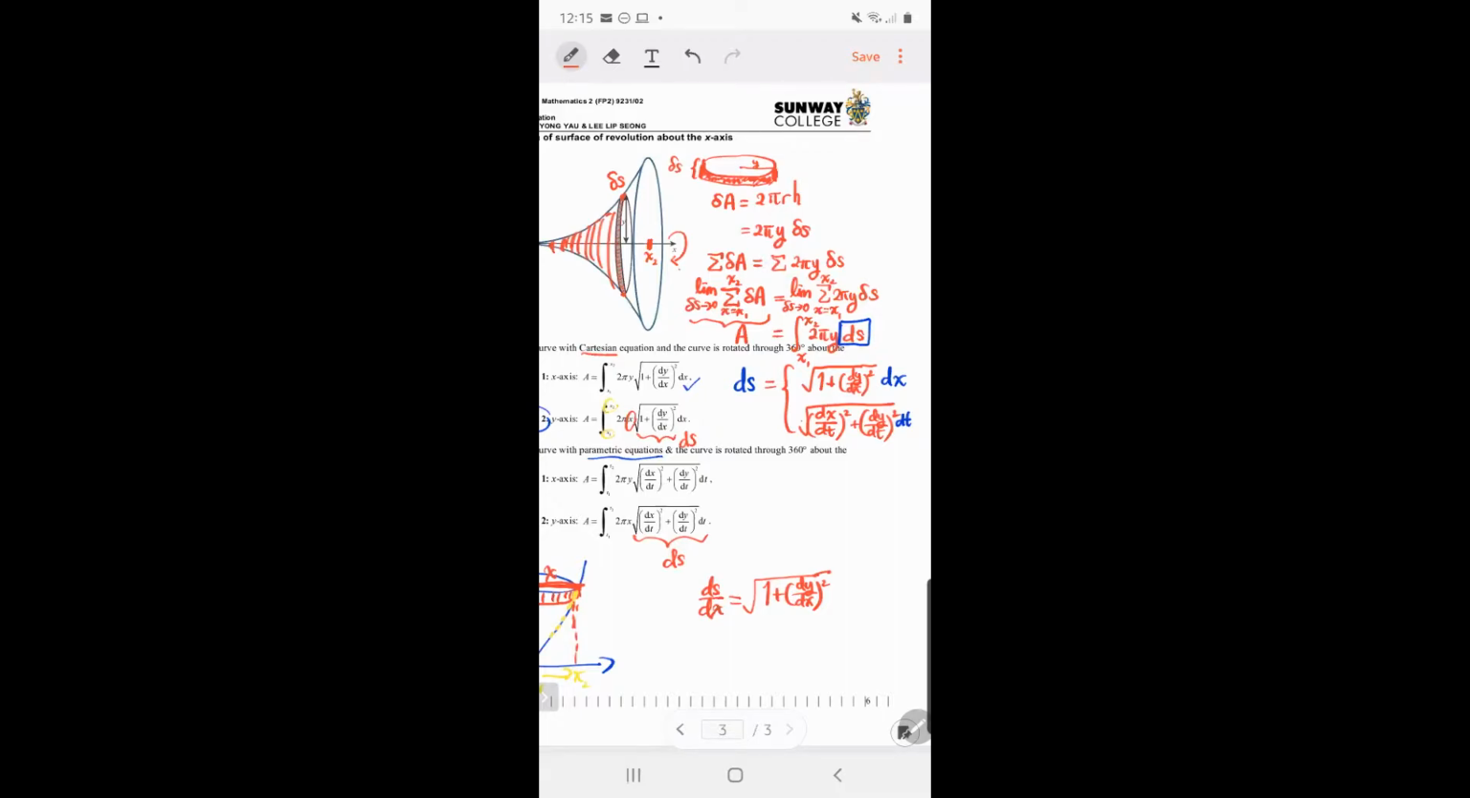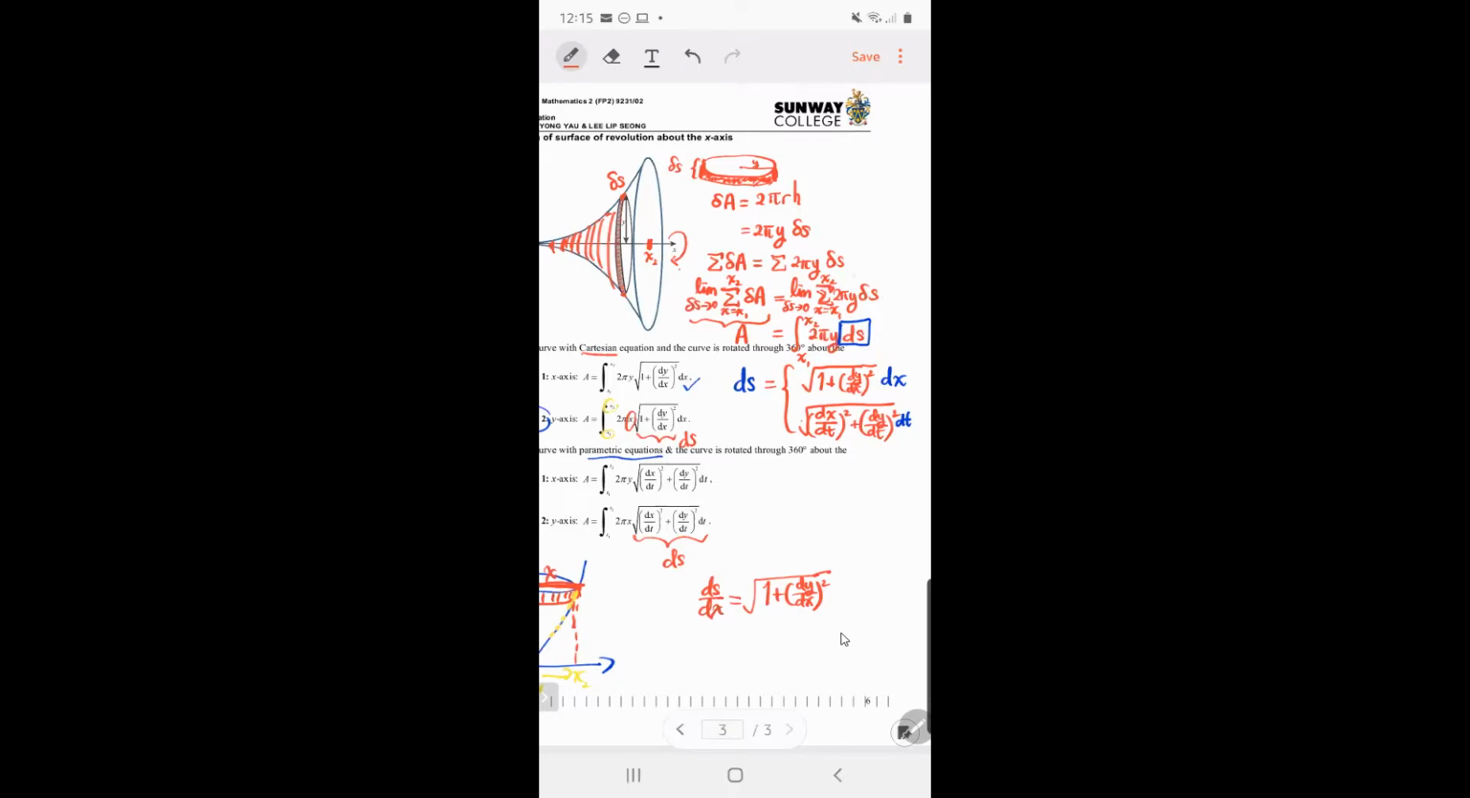And you have a lot of rings because delta S is very small. So when delta S is very small, I put the limit, okay? I impose the limit on the left-hand side and right-hand side. So I'm going to sum all the surface area, and therefore I would get 2 pi y delta S. And when you sum, you sum from x equals x1 up to x equals x2 in this case. Okay, and you set the limit of the delta S as thin as possible. So as thin as possible means delta S tends to 0.